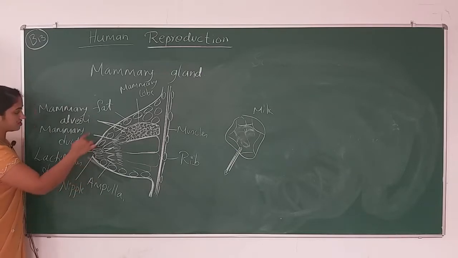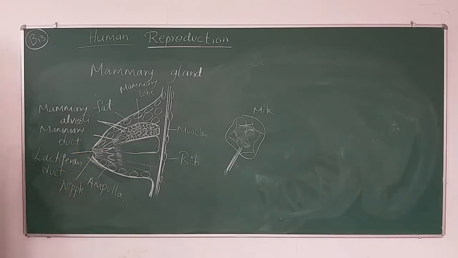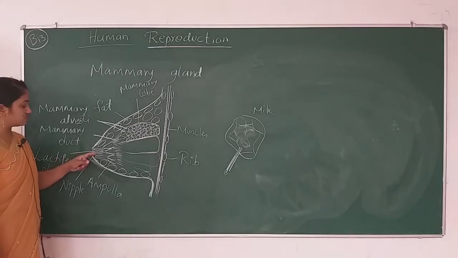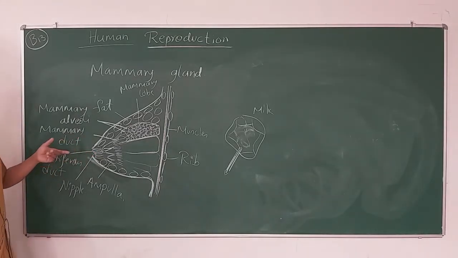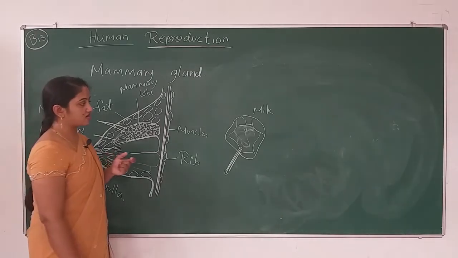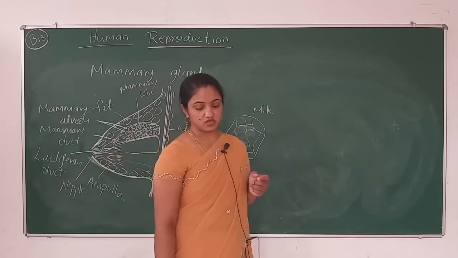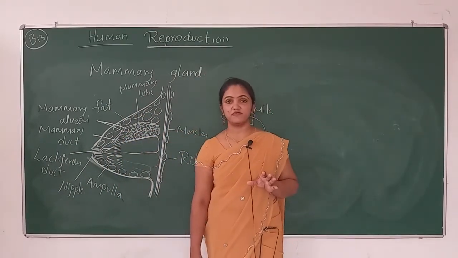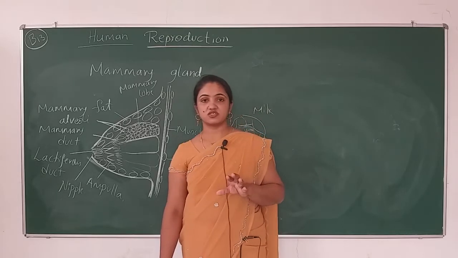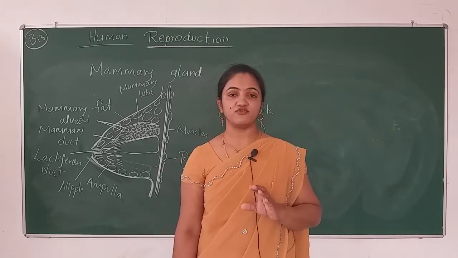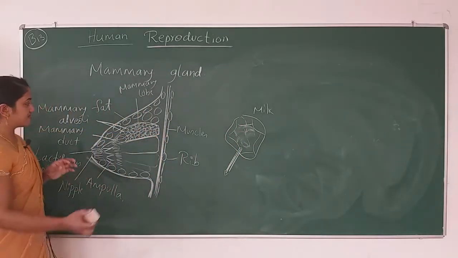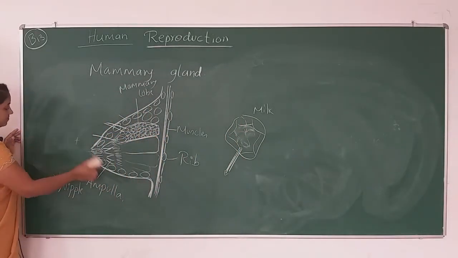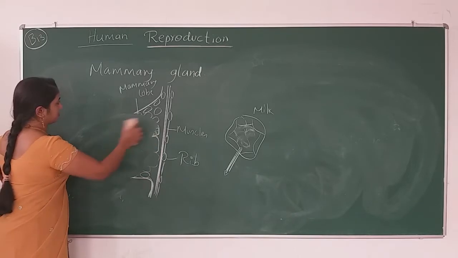The edge region of the mammary gland is the nipple. From this nipple, or from the lactiferous duct, the milk is sucked out. The milk is for the nourishment of young ones. So this is the structure of the mammary gland. This structure has been asked again and again for 5 marks, so refer to this and follow this. With this we will move on to the next concept.